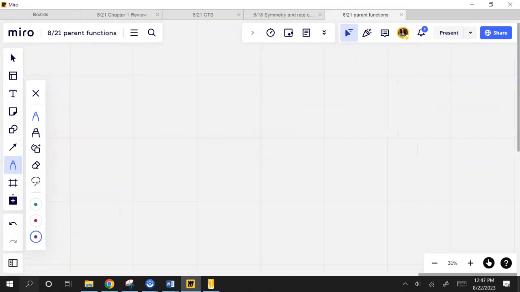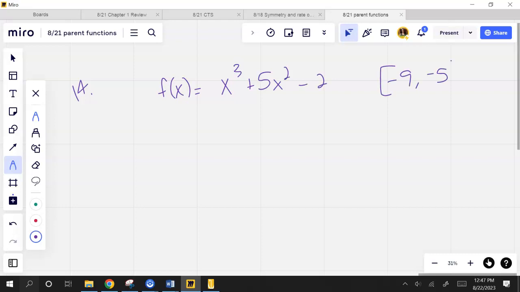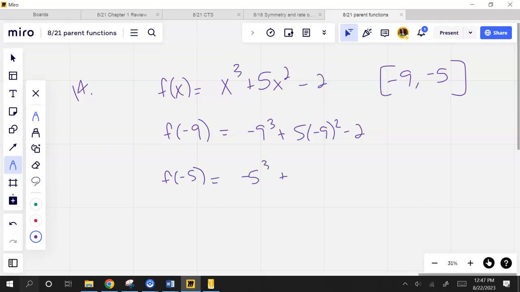14. Gotta say it like that. All right, here we go. Find the average rate of change on this interval. So I'm going to do f of -9 first. So -9 cubed plus 5 times -9 squared minus 2. And I'm going to do f of -5. Same thing, -5 cubed plus 5 times -5 squared minus 2. I don't know what you get here. Somebody tell me what you get. Negative what? -326. Charlie, what do you get when you plug in -5?